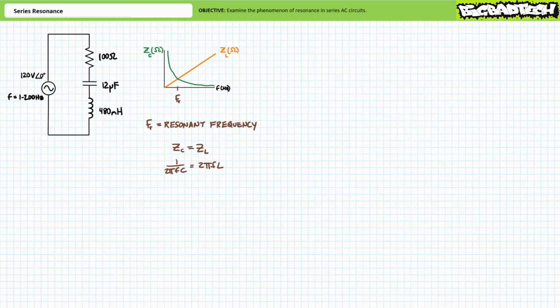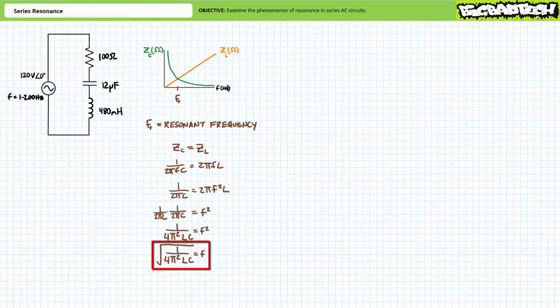When ZC equals 1 over 2 pi FC and ZL equals 2 pi FL, solve for the variable F. If you're feeling up to the challenge, by all means, pause the lecture and try this on your own. If you're tracking, you should obtain the following formula. By isolating F on one side, we ultimately get a workable formula.